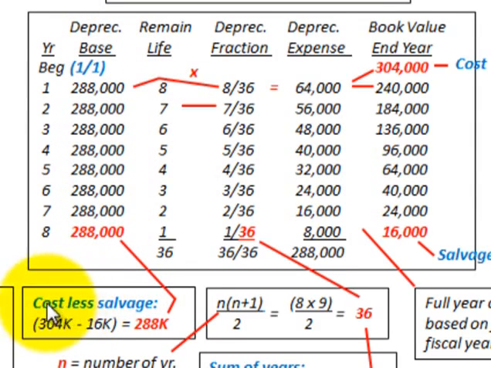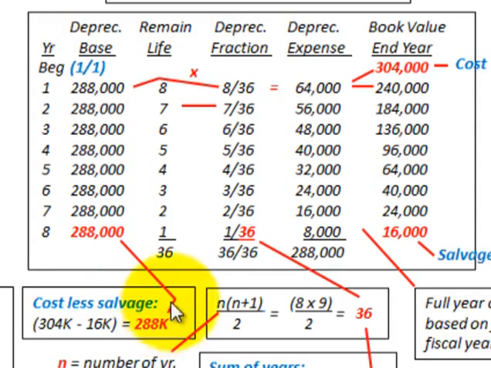That is the cost less the salvage value. So we had a cost of $304,000 less the salvage value of $16,000, which gives us our depreciation base of $288,000. The sum of the years method requires subtracting out our salvage value from our initial cost. So we've got our depreciation base, $288,000.